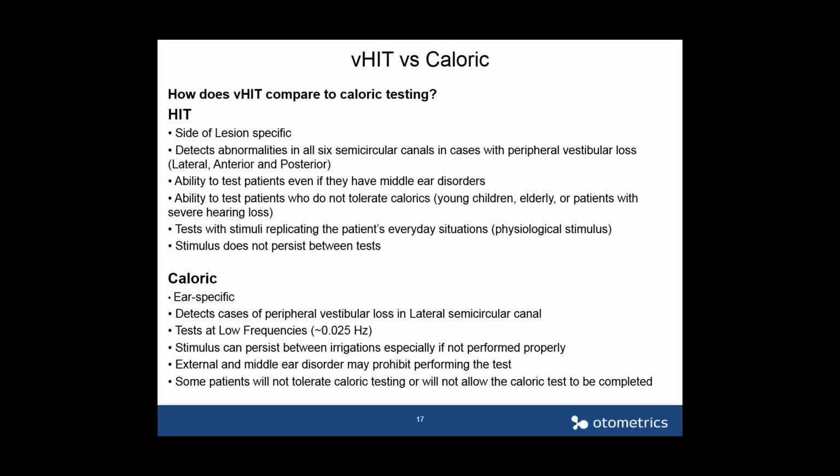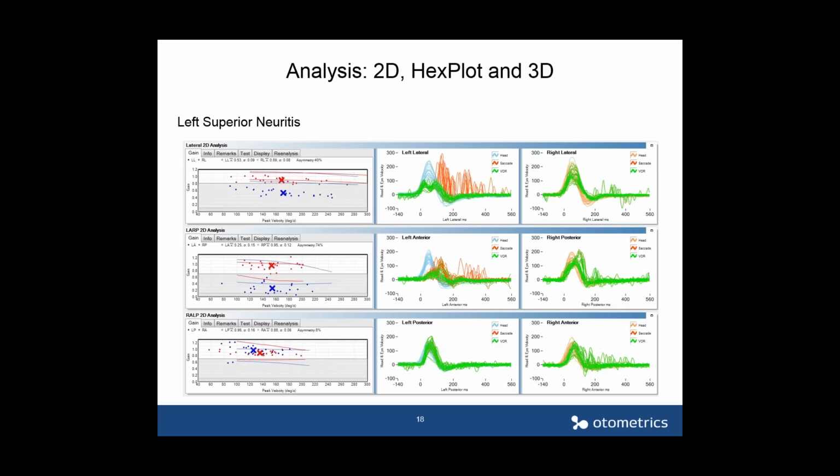So let's look at some cases, actually a left-sided superior neuritis. What you see here in the middle column, the left lateral, you see those beautiful catch-up saccades. Left anterior, we've got the beautiful catch-up saccades, these spikes in the red. And left posterior is within normal limits. And if we look at the gain over here on the left side, it's in the gray area, which is abnormal for both the lateral and the anterior. And then the right side is completely normal. So that's very typical of a left-sided superior neuritis.